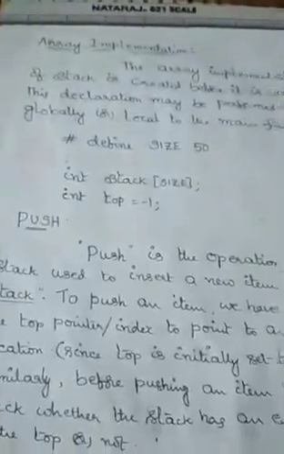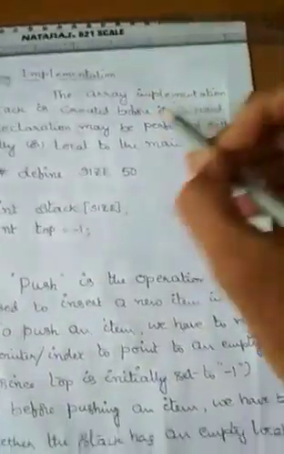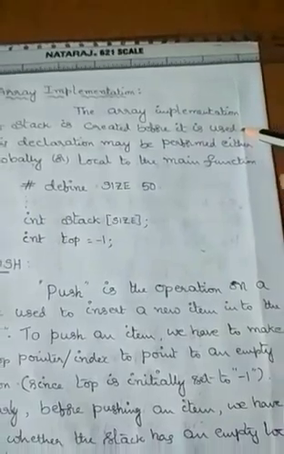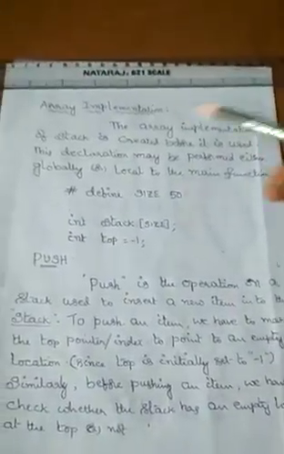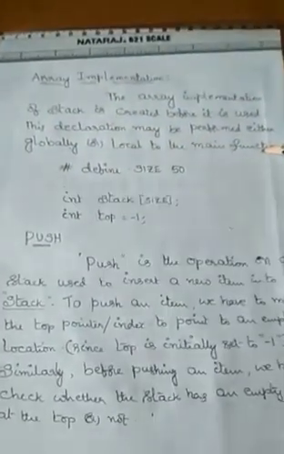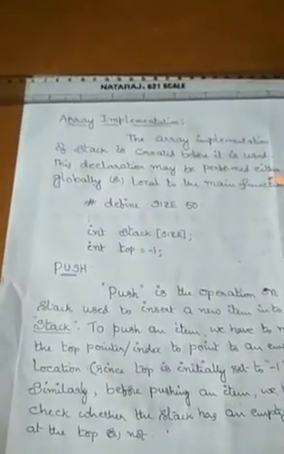Now, let us continue with the array implementation of the stack operations. The array implementation of a stack is created before it is used. This declaration may be performed either globally or local to the main function. If we declare the stack as a global array, then it can be used everywhere and in any function.